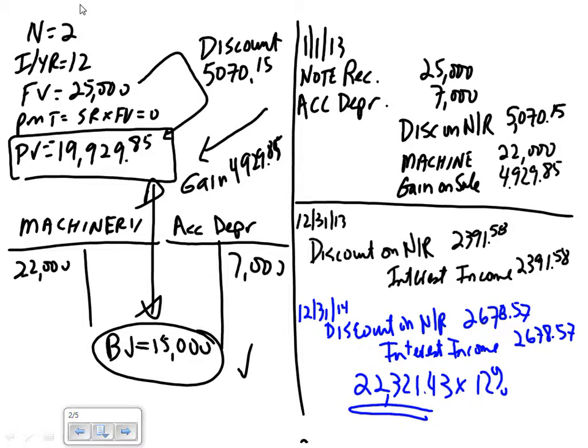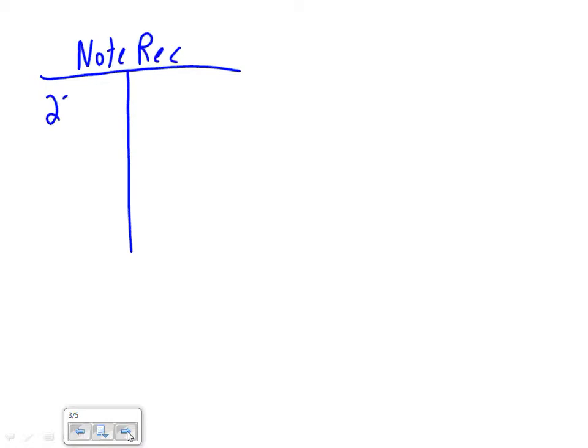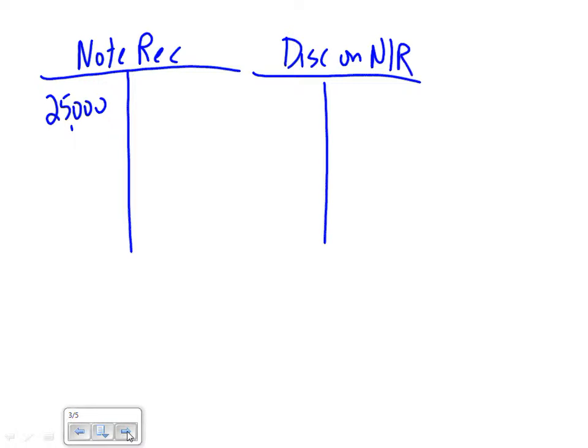And the way I got the $22,321.43 is, just remember, I'm going to go to a new slide here, just think about your T accounts. We have the note receivable, and that's at $25,000, and our initial discount on note receivable was $5,070.15. Together, those two accounts, when I add them together, gave me my initial carrying value of the note of $19,929.85.